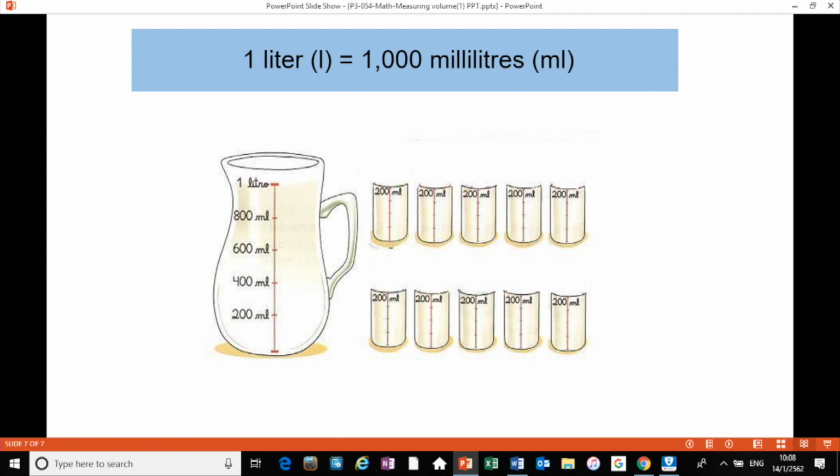5, exactly correct. Because 200 with another 200, 400. Then another 200, 600. Another 200, 800. 800, another 200, 1,000, or 1 litre. Excellent. Any questions, guys? Okay, round of applause. Well done.